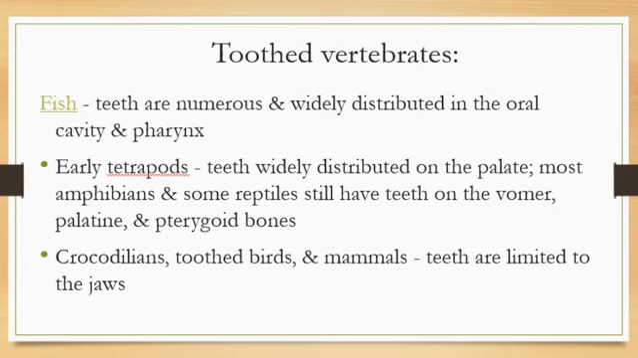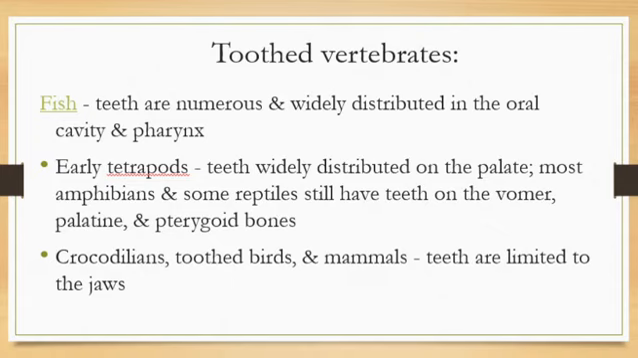Okay, fish. So, toothed vertebrates. Fish have teeth, numerous and widely distributed in the oral cavity and pharynx. Early tetrapods had teeth distributed in the palate area, like the amphibians, which have vomerine teeth. It was already attached to the skull. So if you have a frog skull, you will see a serrated portion on the margin of the skull. That is the vomerine teeth.